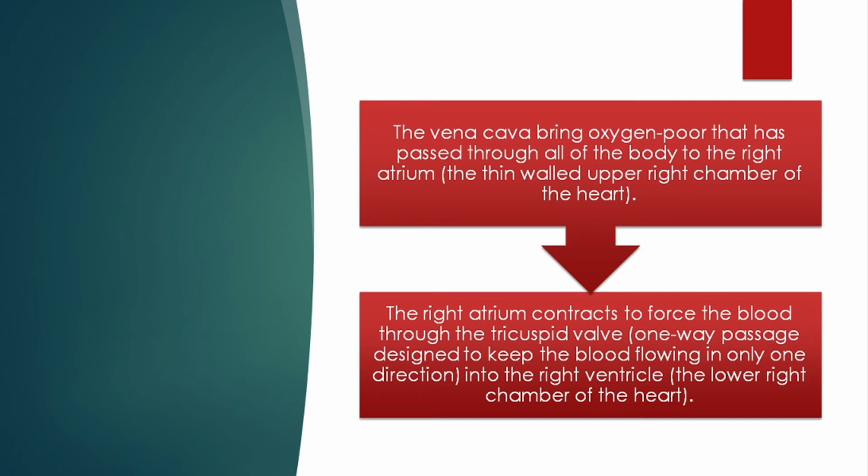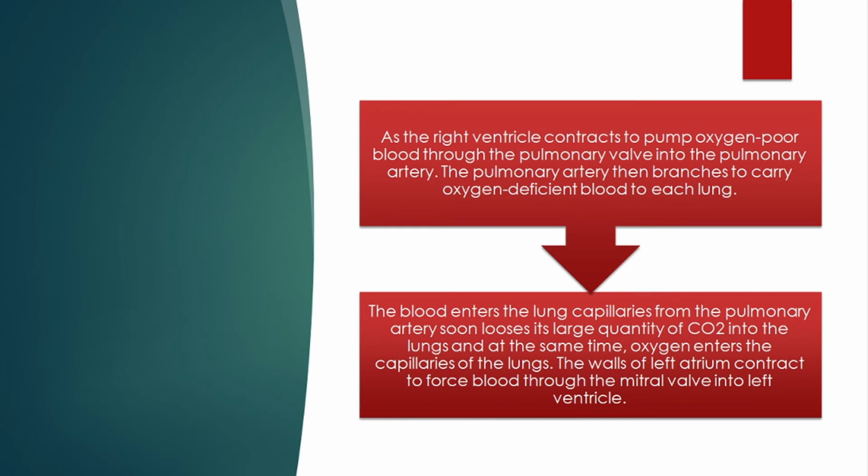The right atrium contracts to force the blood through the tricuspid valve to the right ventricle. The right ventricle contracts to pump oxygen-poor blood through the pulmonary valve into the pulmonary artery. The pulmonary artery then branches to carry the oxygen-deficient blood to each lung.